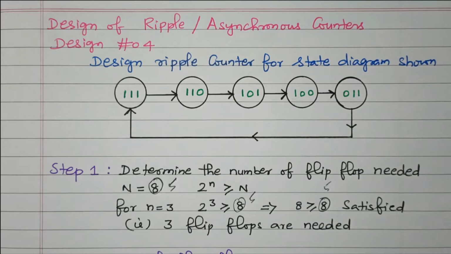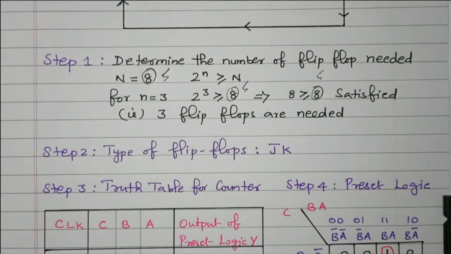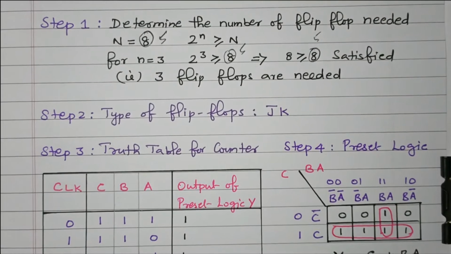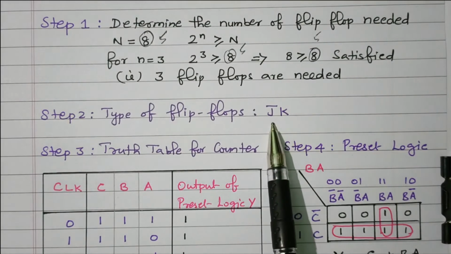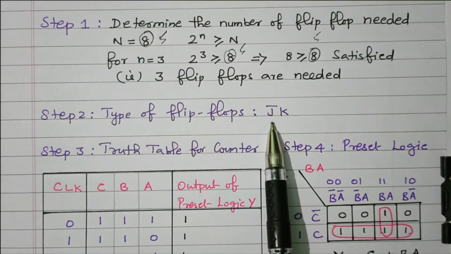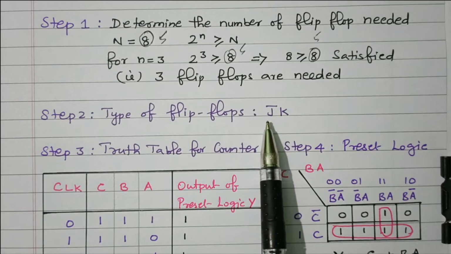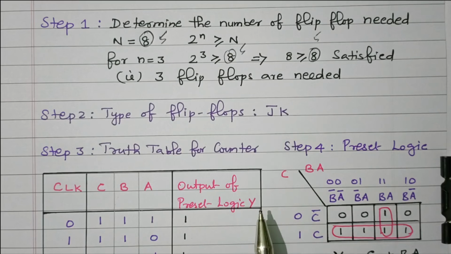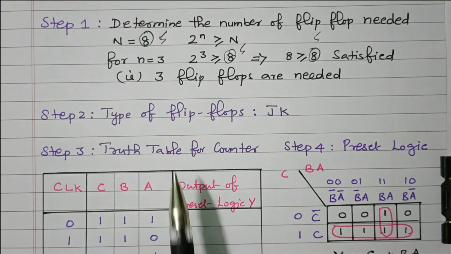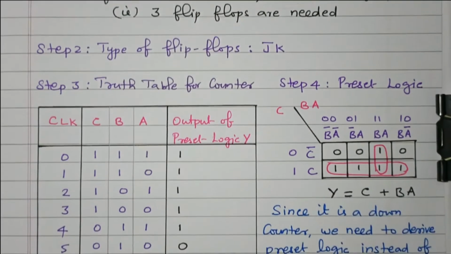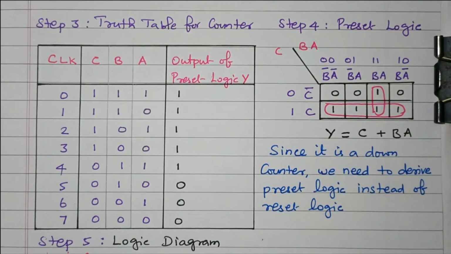The second step is to find what type of flip-flop we are going to use. Here we are going to use the JK flip-flop. Any type of flip-flop can be used, but in this we are going to use the JK flip-flop. Now we will see the truth table. Based on the state diagram, we need to design the truth table.